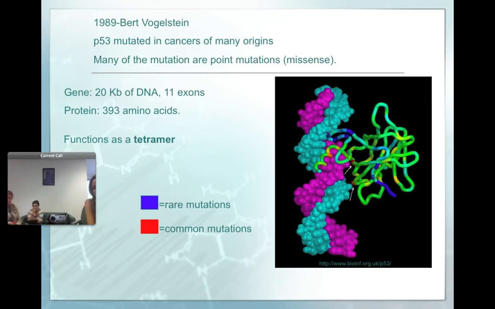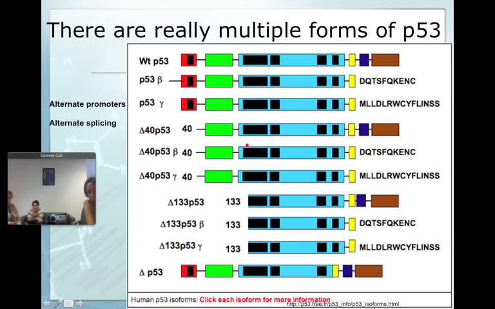Now, there are lots and lots of alternative forms of p53. We're not going to talk about all of these. I'm going to show you one that was just discovered at the end of July. It was just published. They've been working on this since '79, and we just discovered something.